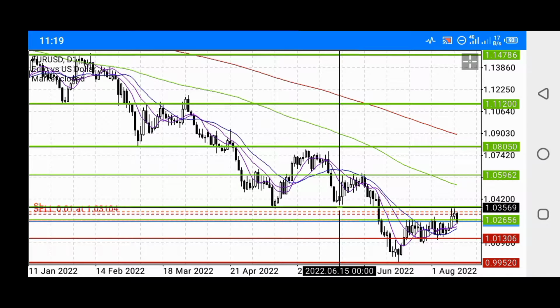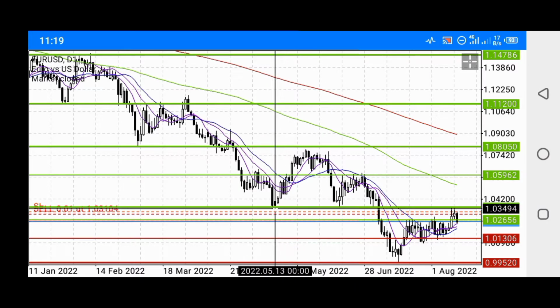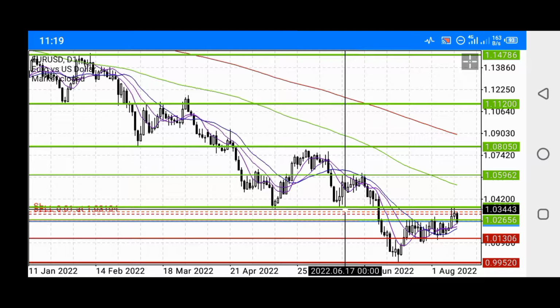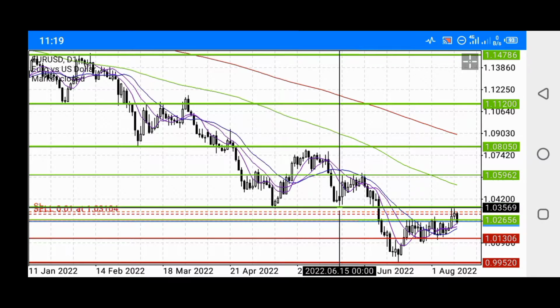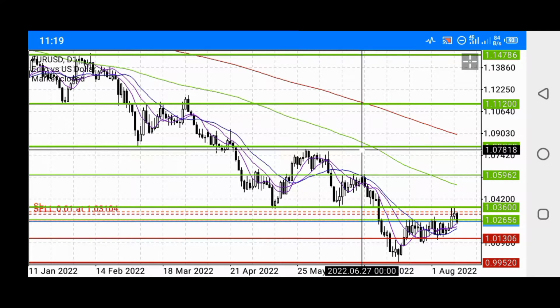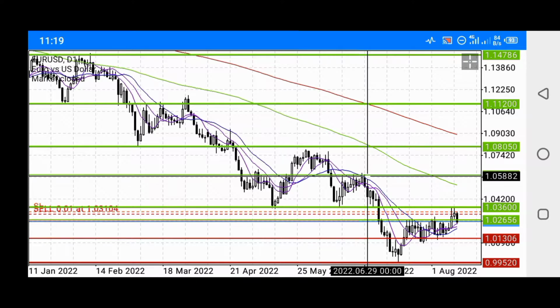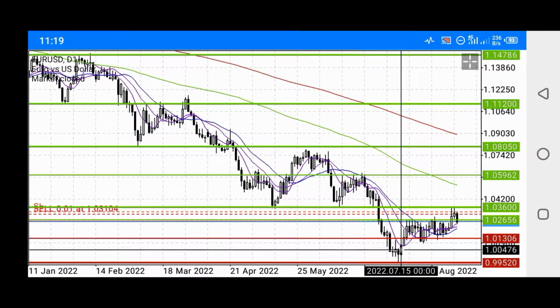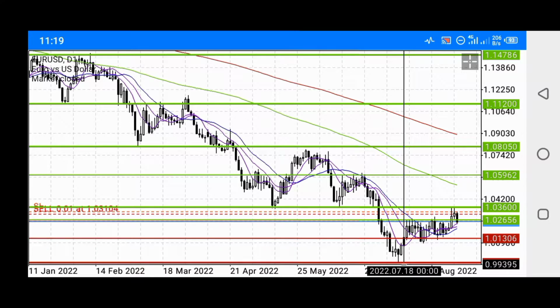all the way down to this point, meaning that this support level rejected price the first time, also the second time. Having been rejected the second time, price made an attempt to retest this level, but as you can see, midway price was rejected and price fell all the way down to this point, meaning that on EURUSD this is the current major support level.